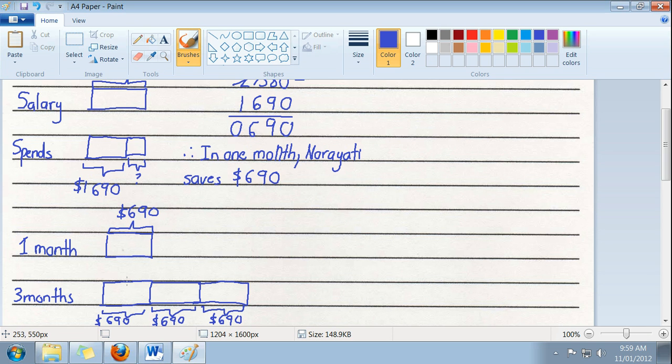So you can do this 2 ways. You can add 690 plus 690 plus 690, or because multiplication is repeated addition, we can write 690 times 3 to find out how much she saves in 3 months. Okay, 3 times 0 is 0. 3 times 9 is 27. 3 times 6 is 18, plus 2 is 20.